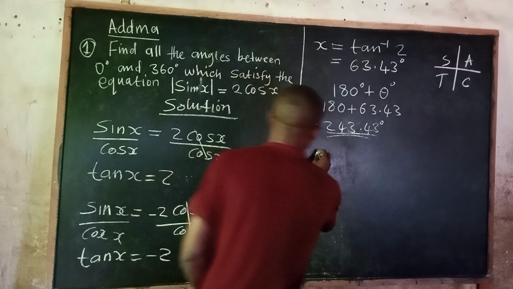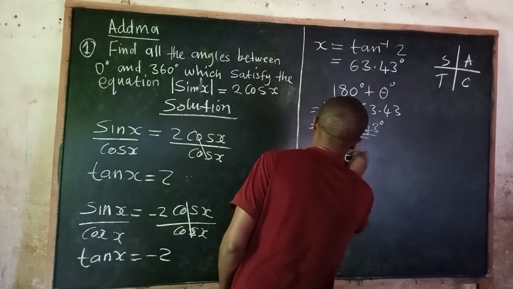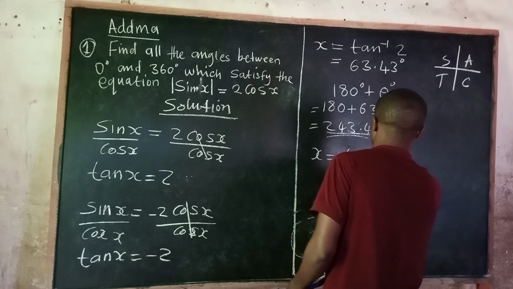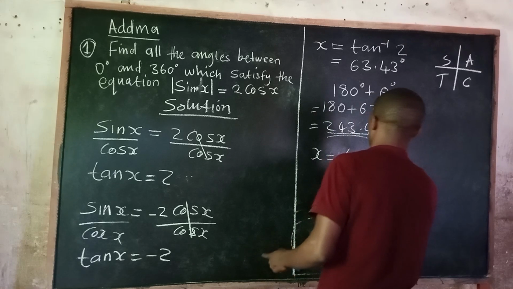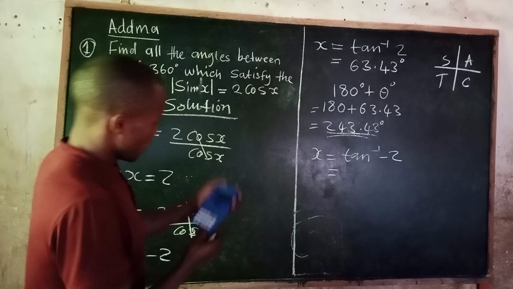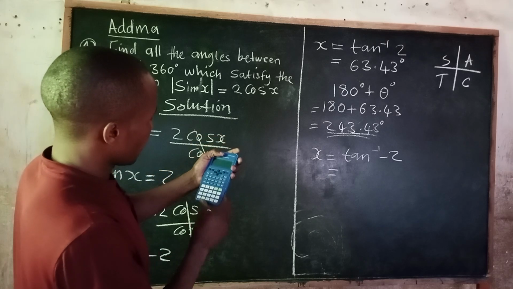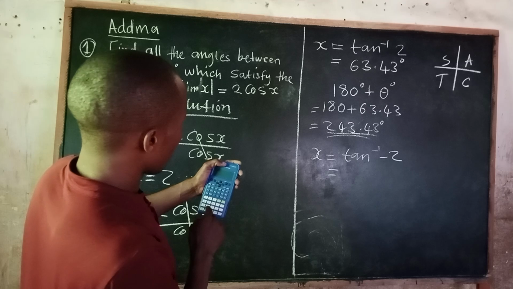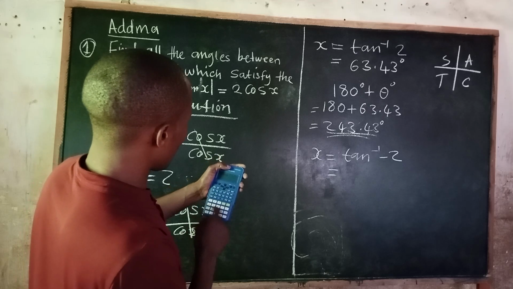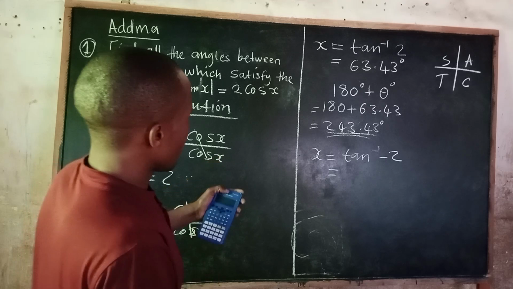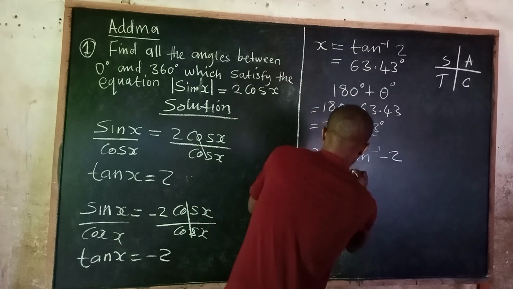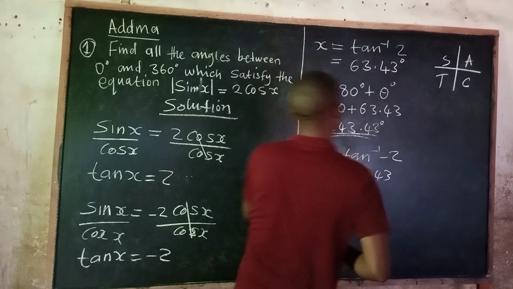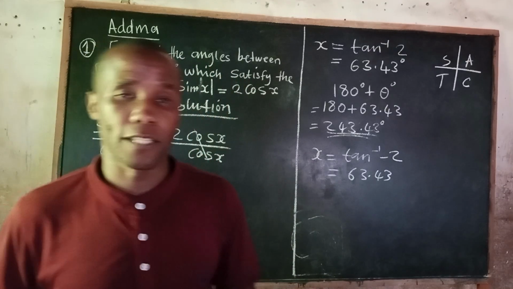So what is the answer there? As usual, we are going to shift. So x equals tan inverse. We shift the calculator, then place tan, then from there, you say negative 2. The answer is going to be negative 63.43. Now this time around it is a negative.